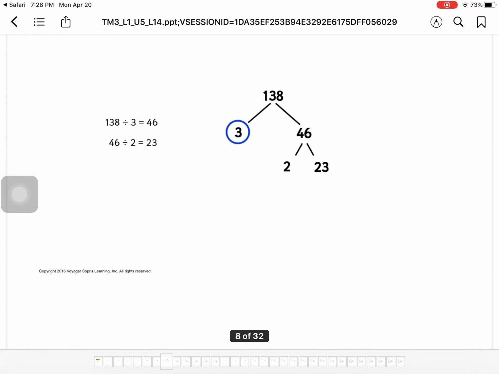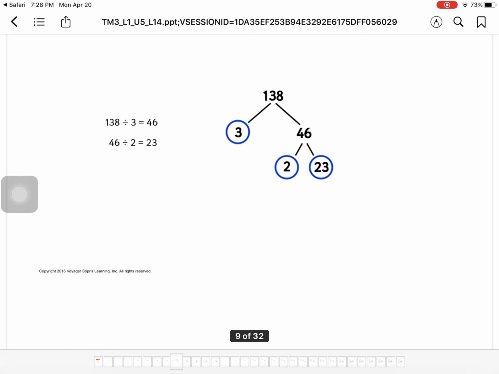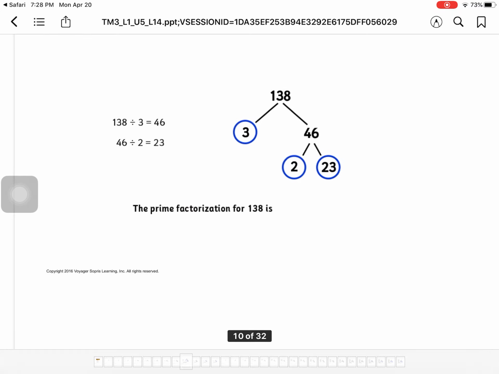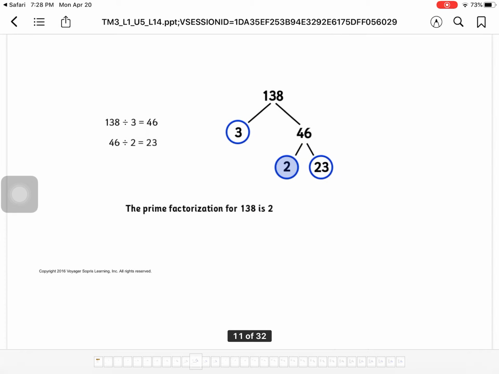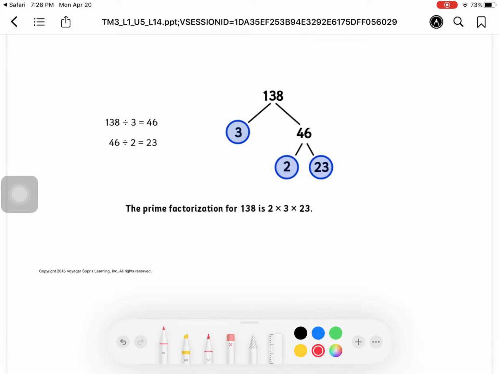And then moving forward, 23 is a prime number. So I'm already at my prime factorization for 138. My prime factorization is 2 times 3 times 23. Now remember, when you do these, you always start with the smallest number first, and then work your way up to the next smallest, and then finally with the largest. Okay, so now let's try 270.